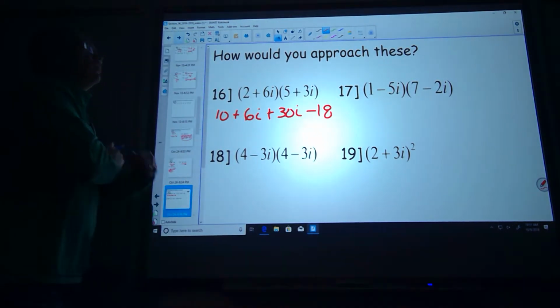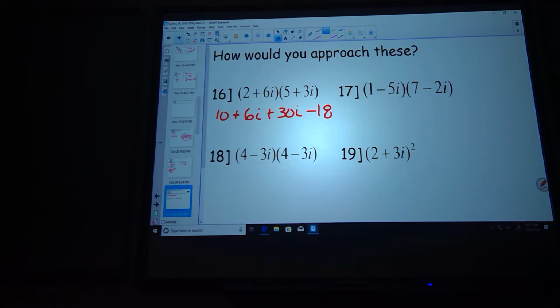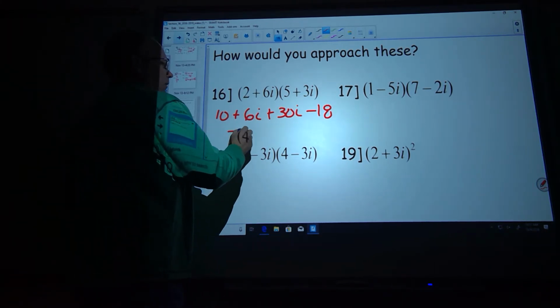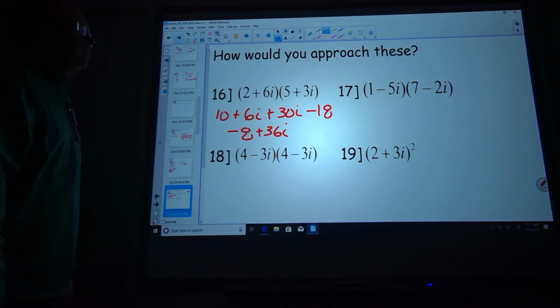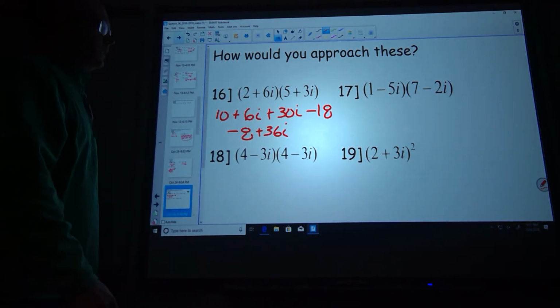All right, here's our FOIL. 6 times 3 is 18. i squared, or i times i, is i squared. So I get negative 18. Is that okay? Combine like terms. So 10 minus 18 is negative 8 plus 36i. Done.